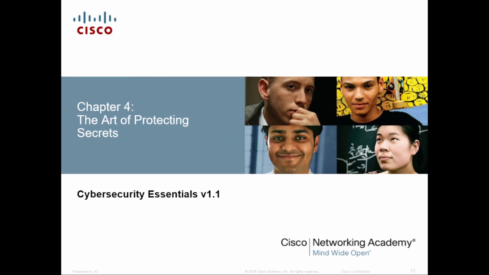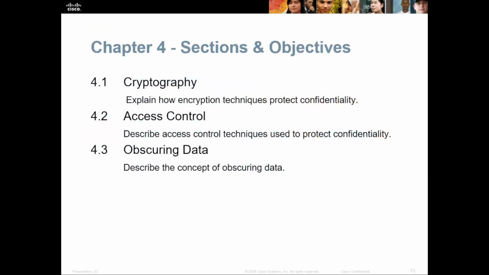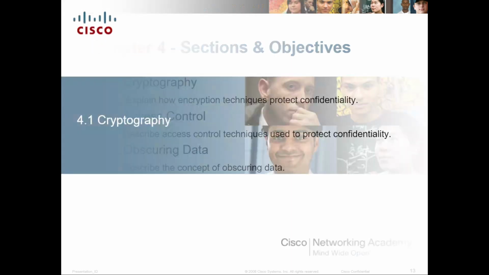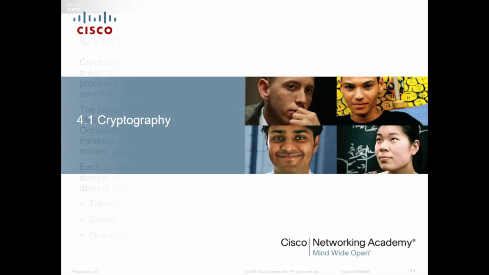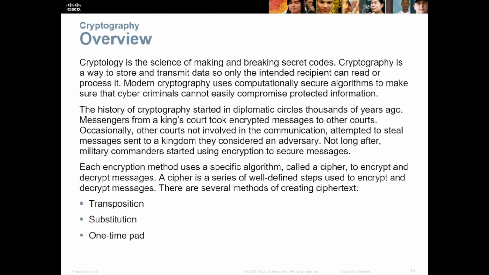Alright, so we're looking at the act of protecting secrets. So we're going to look at access control, cryptography, and obscuring data. Let's start with cryptography. Cryptography is the science of making and breaking secret codes. It's just a way to transmit information from one point to another in such a way that only the person the message is intended for would be able to read it. So it's a way of encrypting data such that only the person you're sending the data to will be able to decrypt it.